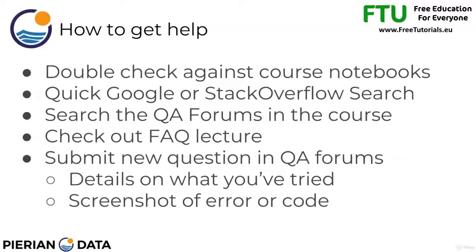Now let's talk about getting help on the actual course content. For getting help during the course content, I would really recommend that you double check against the course notebooks. Also, a really fast way to get help, especially for really common issues, is a quick Google search or a Stack Overflow search of your error. That almost always pops up the first link, which is the solution to the problem. Then, if you still can't find your solution, you can search the question and answer forums inside the course, and you can also check out the FAQ lectures.